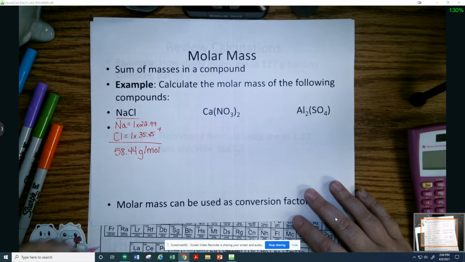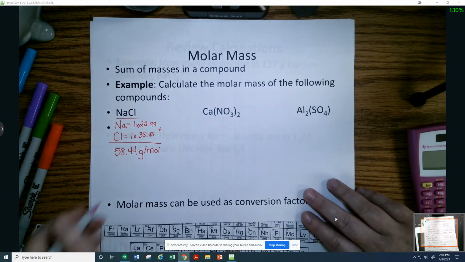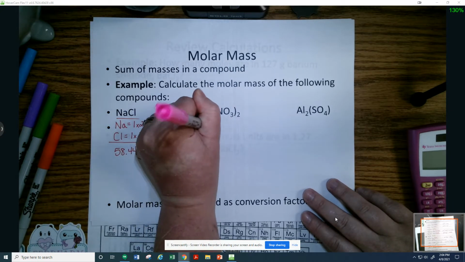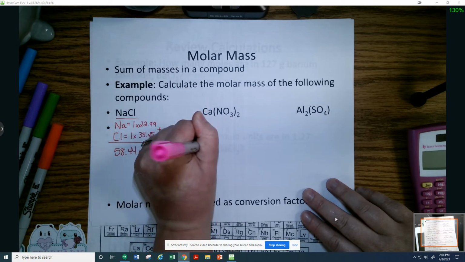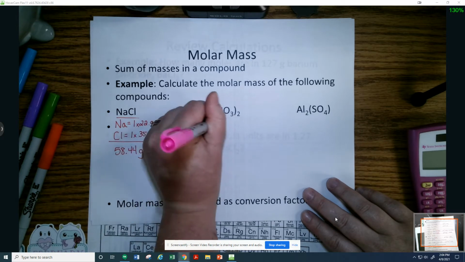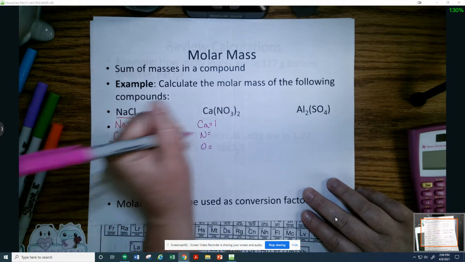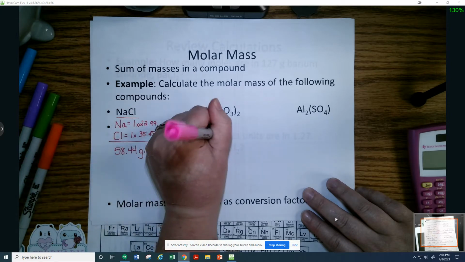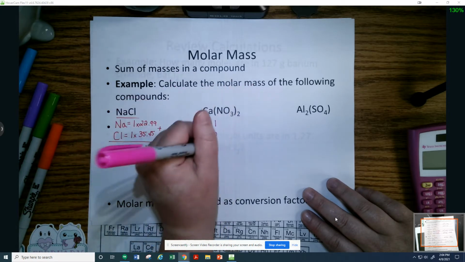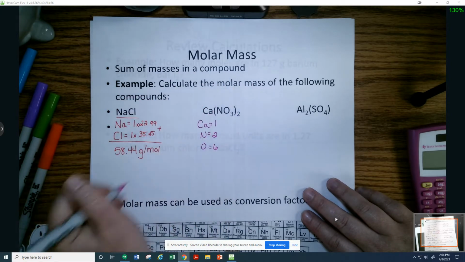In the next compound, we have calcium nitrate. Listing out our elements, we have 3: calcium, nitrogen, and oxygen. We need to take an inventory of how many we have. We have 1 calcium, that 2 distributes in, so we have 2 nitrogen, and that 2 distributes into the 3 on the oxygen, so we have 6.